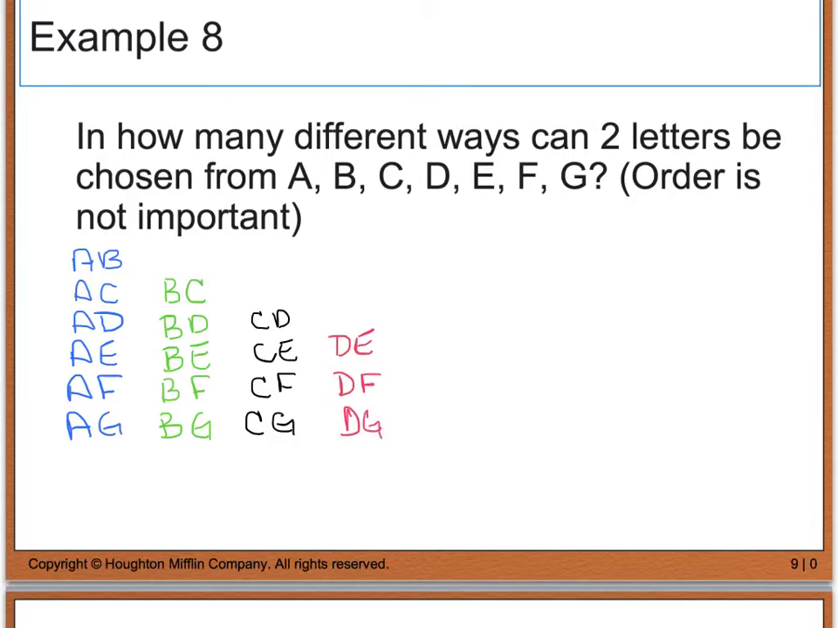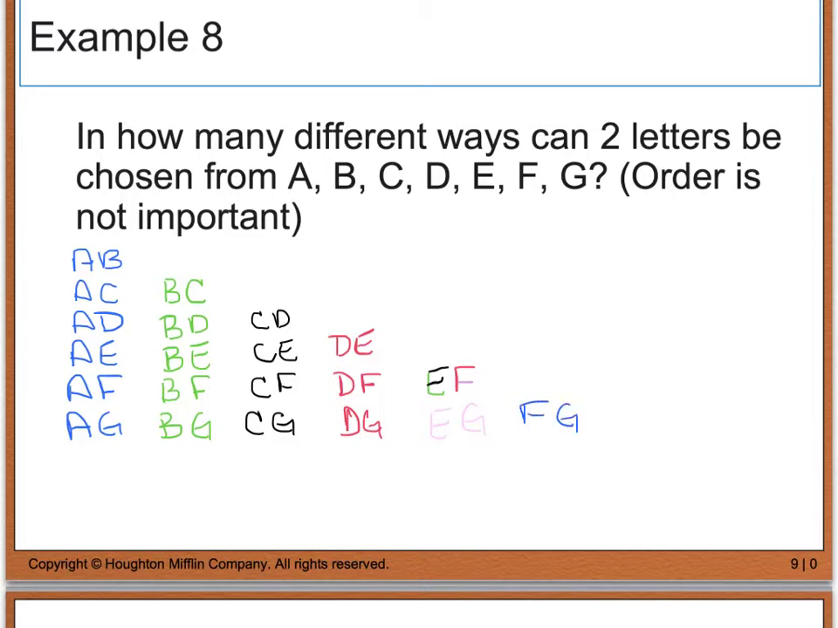E has already been paired with A, B, C, and D, so then I just have E and F, and E and G. And F has already been paired with A, B, C, D, and E, so that leaves us with just F and G.